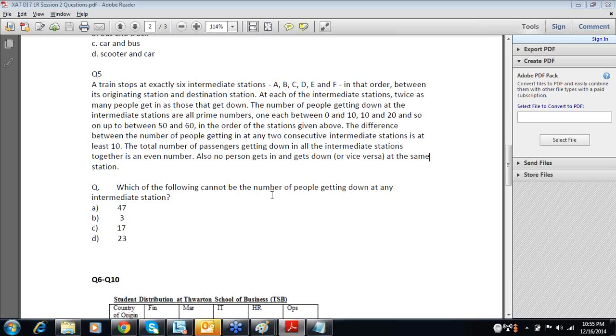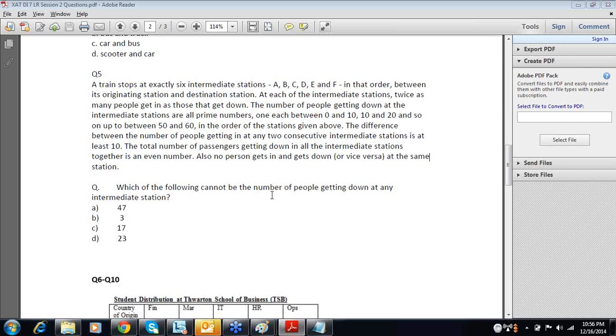A train stops at exactly 6 intermediate stations A, B, C, D, E and F in that order between its originating station and the destination station. At each of the intermediate stations, twice as many people get in as those who get down. The number of people getting down at the intermediate stations are all prime numbers, one each between 0 to 10, 10 to 20, 20 to 30, 30 to 40, 40 to 50, 50 to 60, in that order of the stations given below.